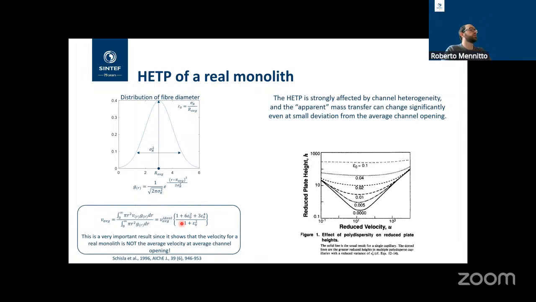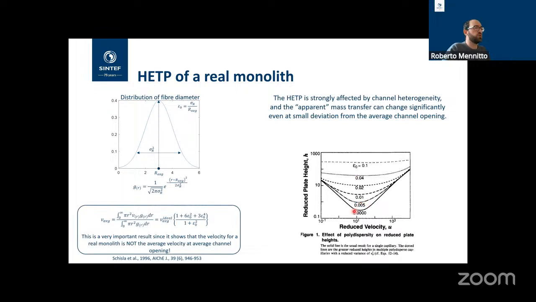Then the second big result from the paper is from the HTTP. So what they did, they plotted effectively the HTTP on the y-axis and reduced velocity on the x-axis. And in solid line, you see the HTTP for hollow fiber without any dispersion, so a perfect ideal monolith. And then you see here that increasing the amount of epsilon zero, so basically broadening the variance of the Gaussian distribution, you have an increasing HTTP, which means the more real is the system, the bigger is going to be the dispersion in your breakthrough curve.